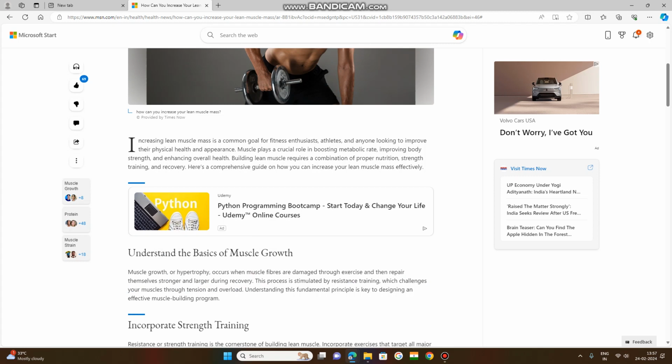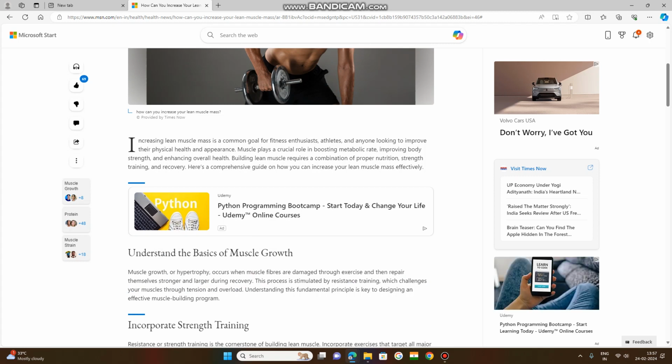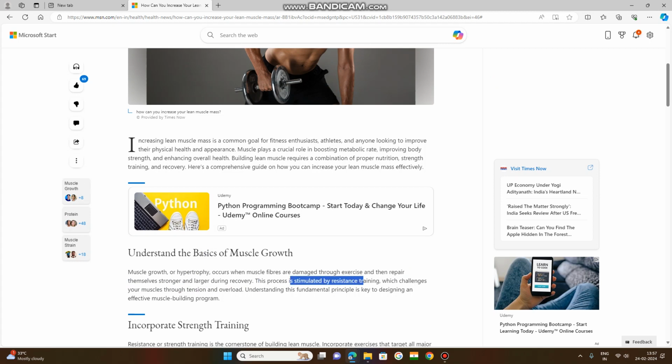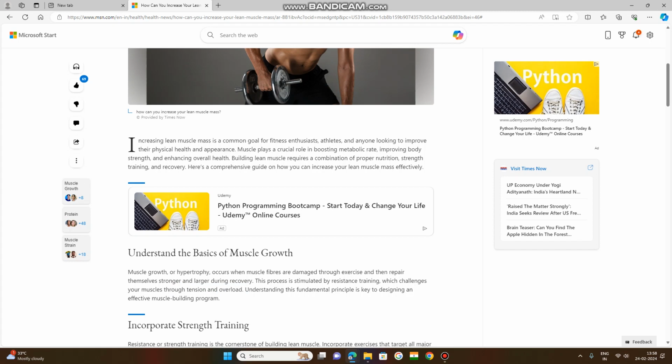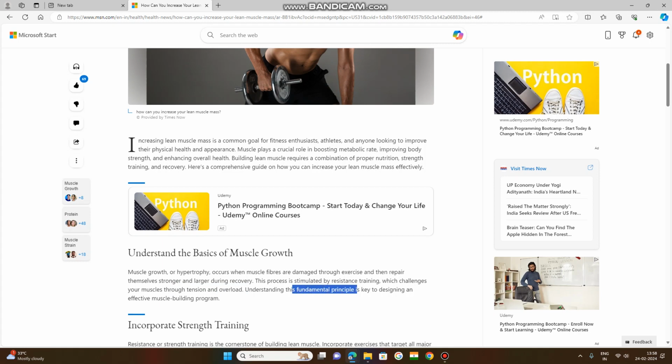So that's why doing exercise is very compulsory. Whenever we are doing exercise, the fibers of our muscles will be damaged and they will be repaired again. Once they are repaired, they will be repaired stronger and larger during recovery. This process is stimulated by resistance training, which challenges your muscles through tension and overload. Whenever we give overload to the muscles, they will be damaged and repaired again very strongly. So this is the fundamental principle we need to understand.